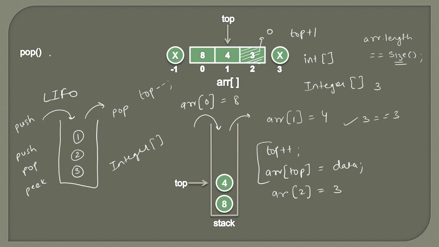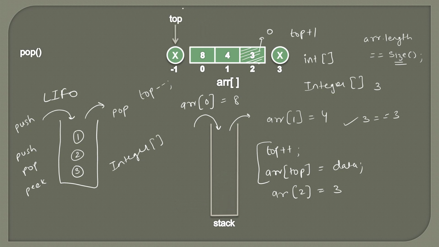Now let's say if we again call pop. So now top is pointing to index 1 and the value is 4. So now this 4 will be removed. So we first store this 4 into a temporary variable and then we simply decrement top. So top comes here and it looks like 4 is popped out and top is pointing to 8. And similarly if we call pop again, then 8 will be removed and we will decrement top. So now top will become minus 1 and 8 will be popped out.